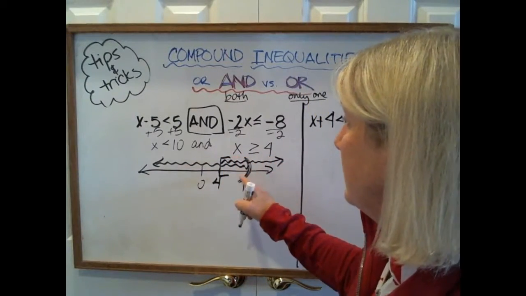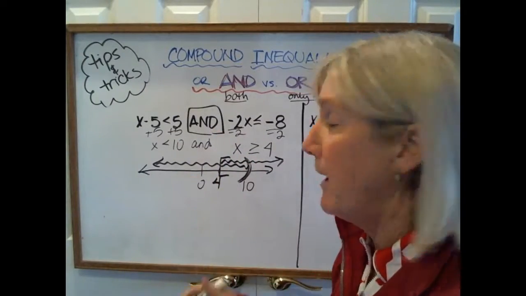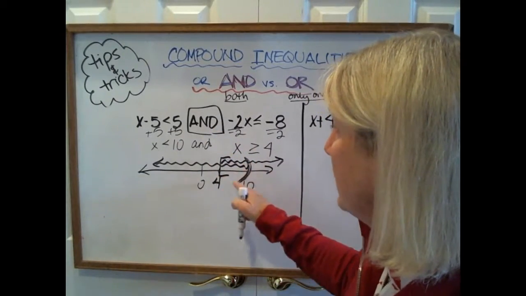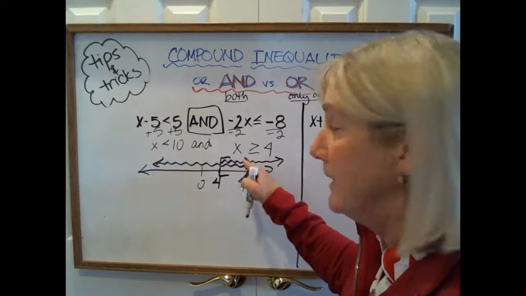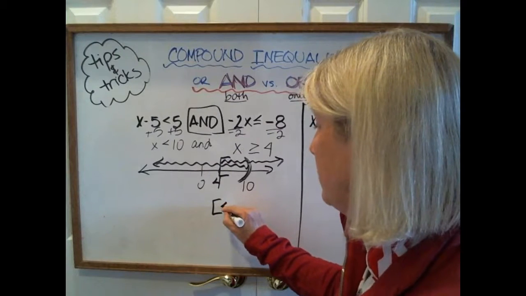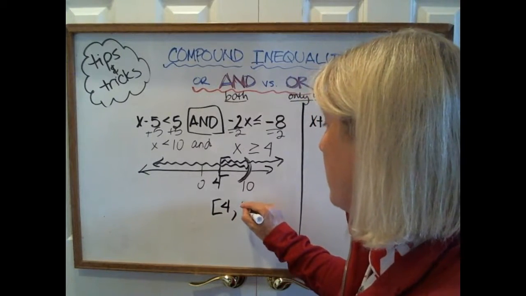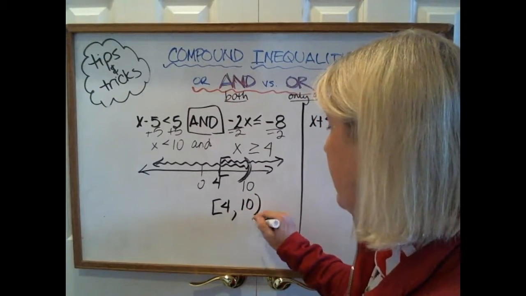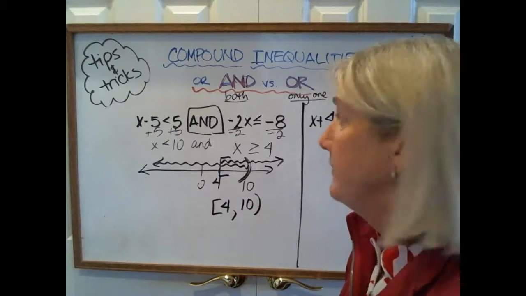And we notice since this is an "and", both of them have to be true. So the only place where they're true is right there. And so our answer would be, in interval notation, 4 to 10, and it's not including 10.